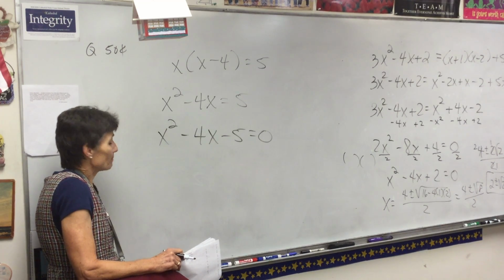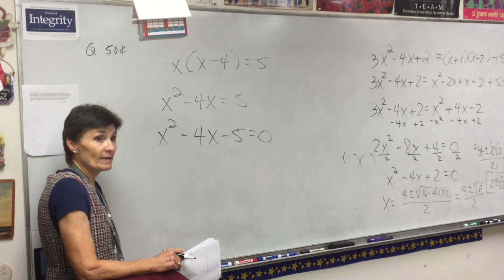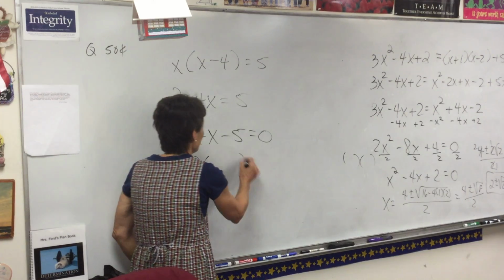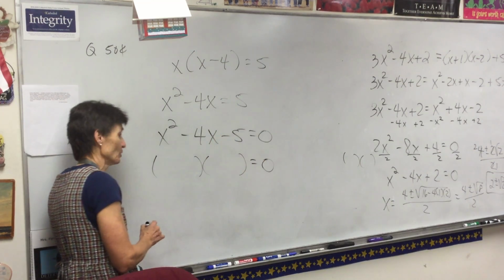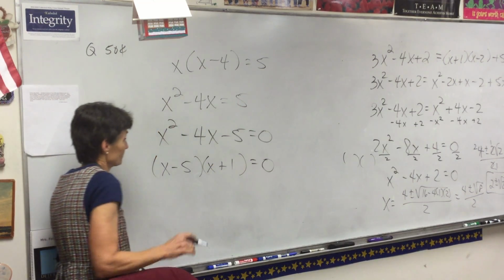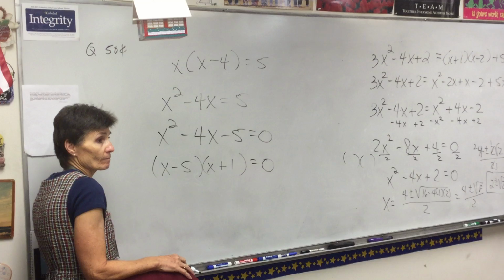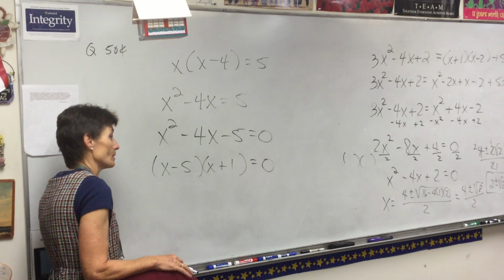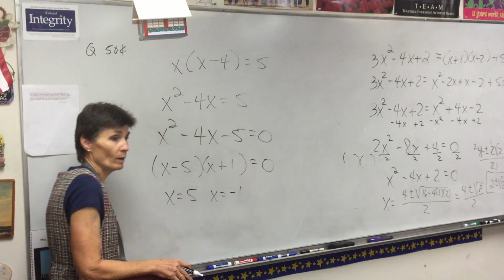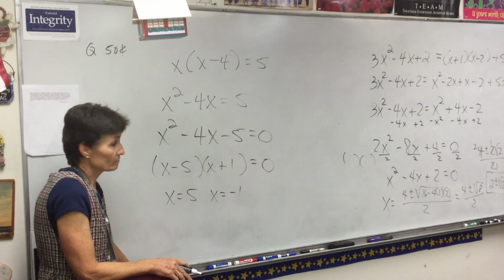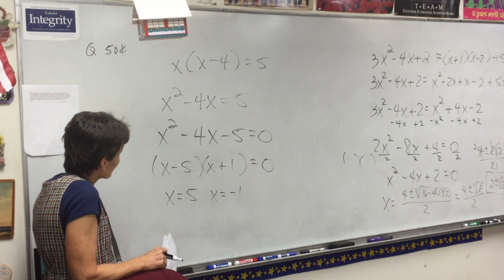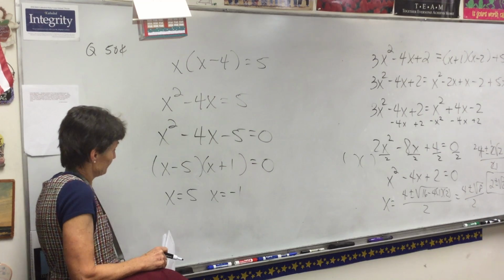All right, what about that? This one actually does factor. Could we use the quadratic formula if we wanted to? Yeah, absolutely. But this one does factor. So x equals 5 or x equals -1. Sean, you're looking kind of funny at that. Is that right? Did I make a mistake? Okay.